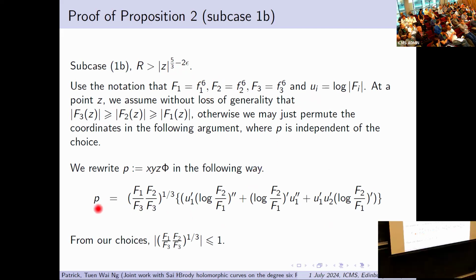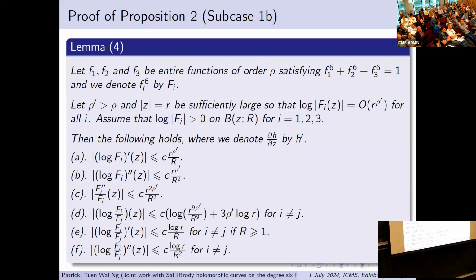Okay, so then we can also assume some ordering, so that this factor is less than order. So in order to estimate P, you only need to estimate all these things. And it can be done by the following technical lemma.